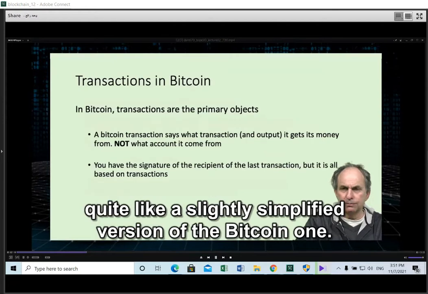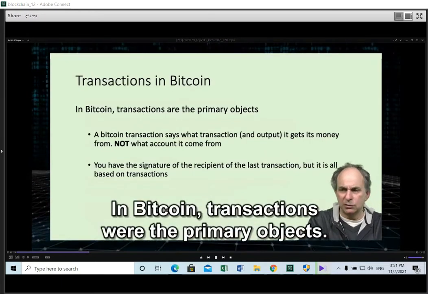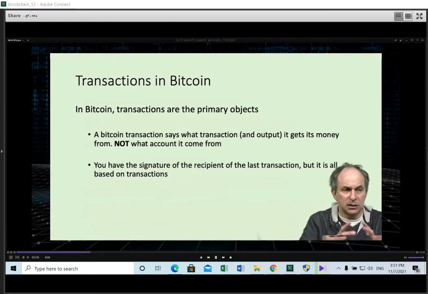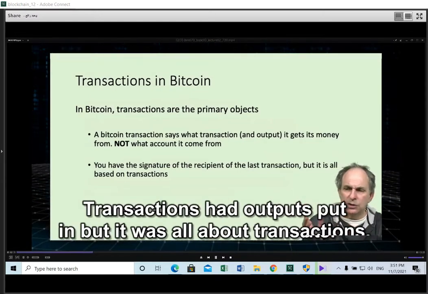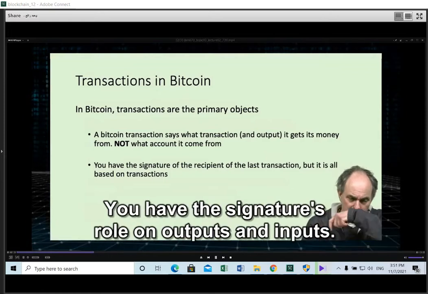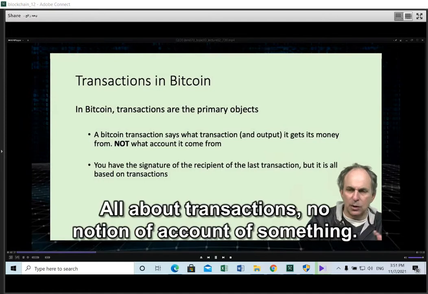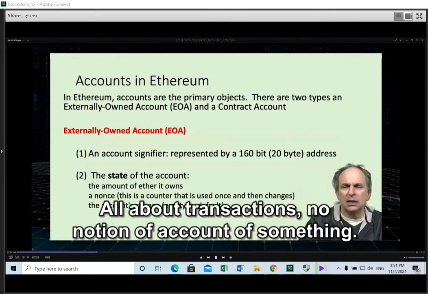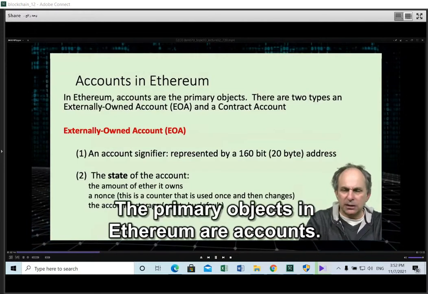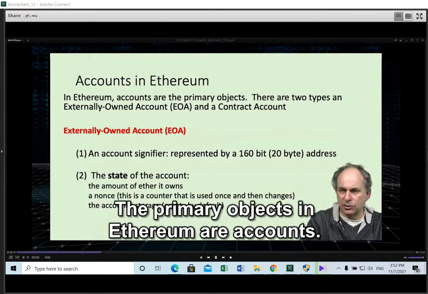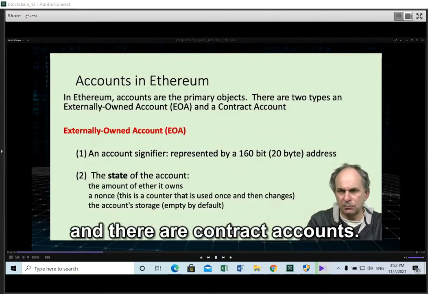But let me remind you, in Bitcoin, transactions were the primary objects. Transactions had outputs referring to inputs, but it was all about transactions. The signatures were all on outputs and inputs, all about transactions. No notion of account or something. Ethereum has accounts, okay? The primary objects in Ethereum are accounts. There are two types: externally owned accounts, and contract accounts.